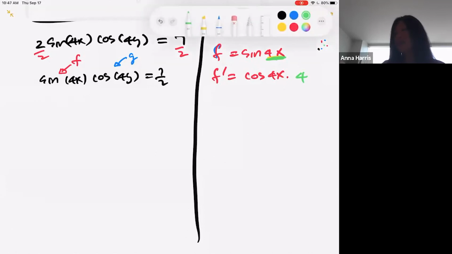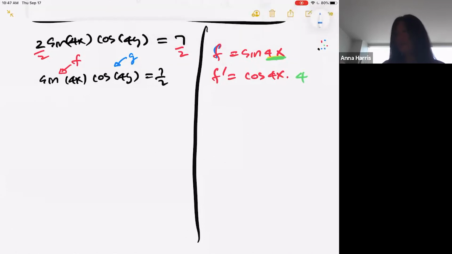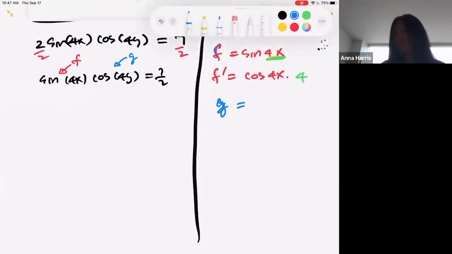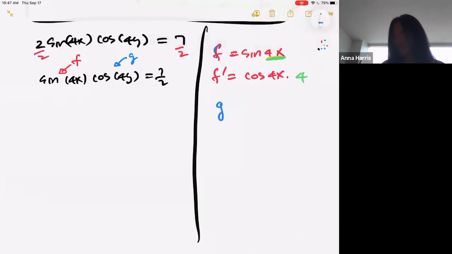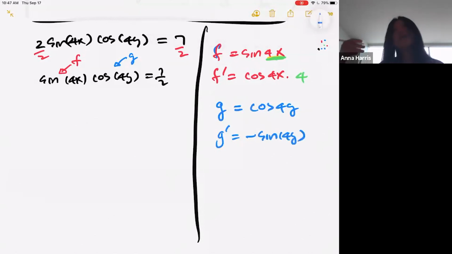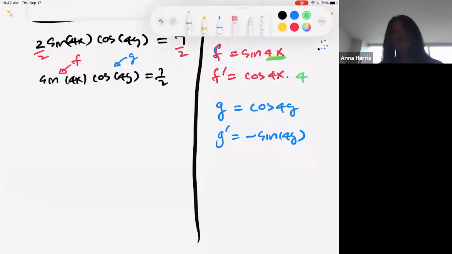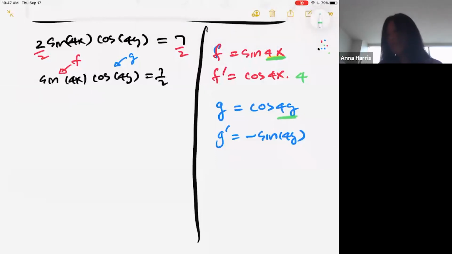Okay, next one. I'm going to call g equal to cosine 4y. So g prime is equal to negative sine 4y. Now, again, I'm using the chain rule. So what's the derivative of 4y? That's the same as 4 times dy dx.